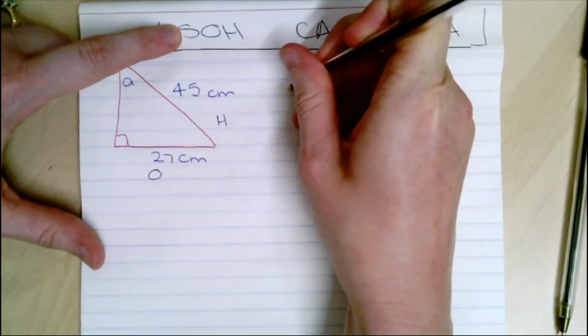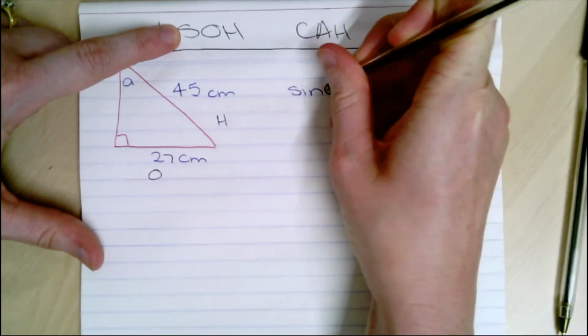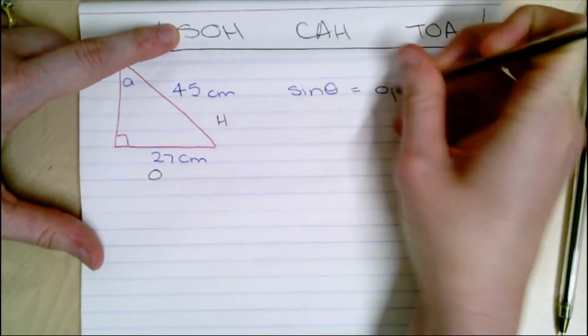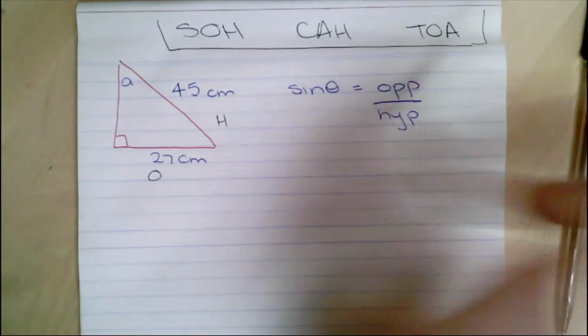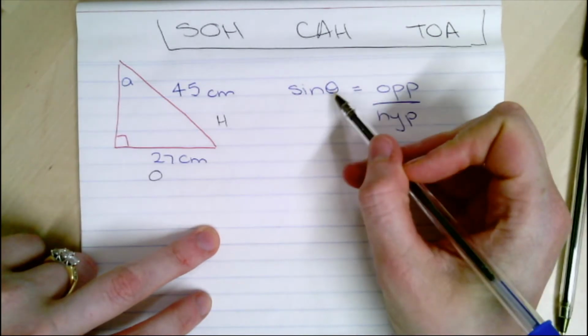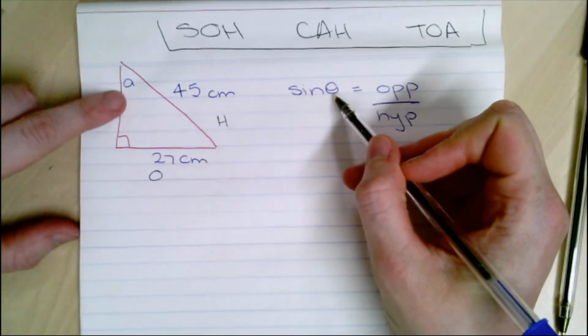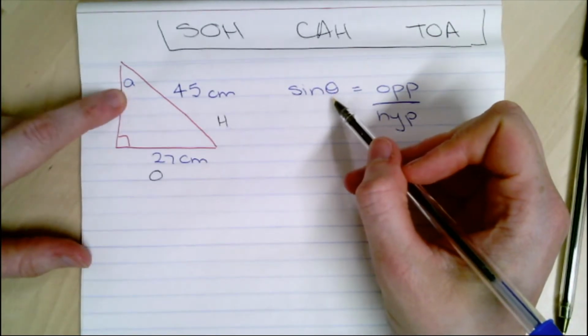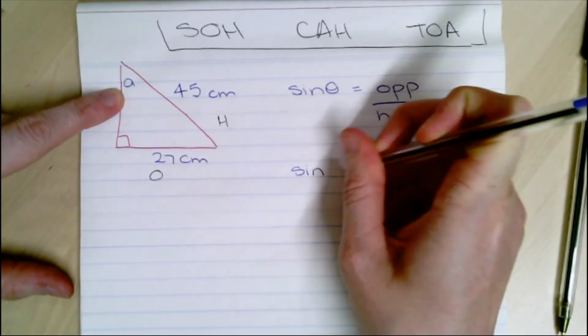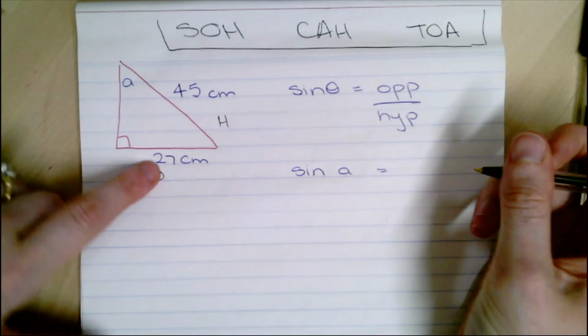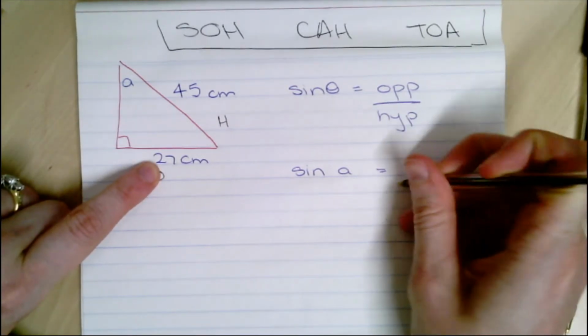First I write out what sine is equal to. Sine is equal to opposite over hypotenuse. Instead of theta, I'm going to be putting the letter A because that's what the unknown angle is called in my question. So sine A is equal to, my opposite side is 27 and my hypotenuse is 45.